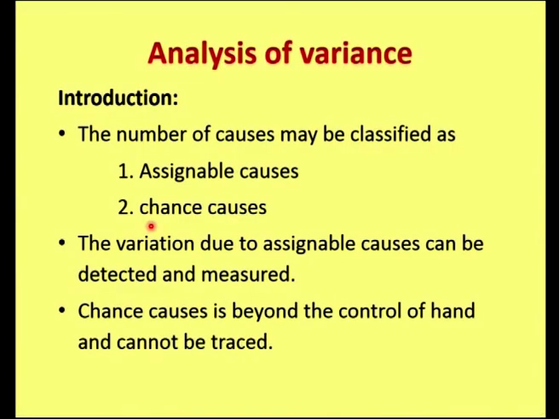In analysis of variance, we test the hypothesis that the samples are drawn from the same population or with the same mean. Basically, analysis of variance is a tool to test the homogeneity of several means, and it is a known fact that in any numerical data the variation is present, and the total variation in the numerical data may be due to a number of causes. So, here we have a classification of causes, assignable causes and chance causes. The variation due to assignable causes can be detected and measured. Chance causes are beyond the human control and cannot be traced.